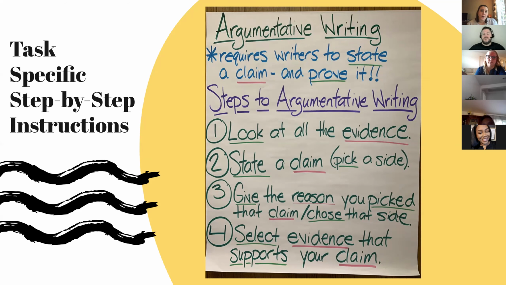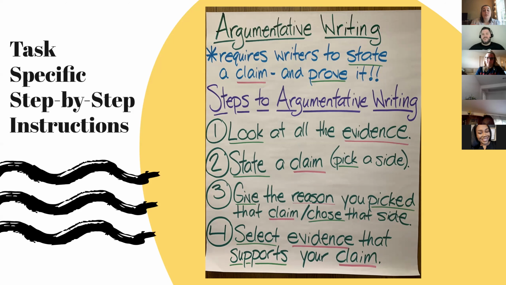So the steps to argumentative writing are, first, look at all the evidence. My students had a tendency to see the prompt and be ready to pick a side right off the bat without having looked at the evidence to decide, is there enough evidence for me to base a whole paper or a whole paragraph on? So looking at that evidence first is an important step, and one that they may not have known to do without this anchor chart, okay? It tells them, look at all the evidence, state a claim or pick a side, give the reason you picked that claim or chose that side, and then select evidence that supports your claim.